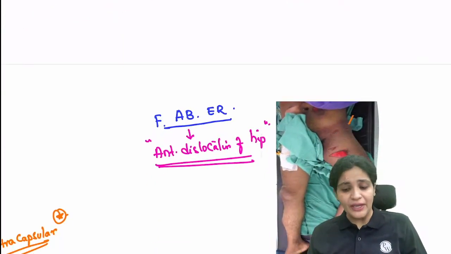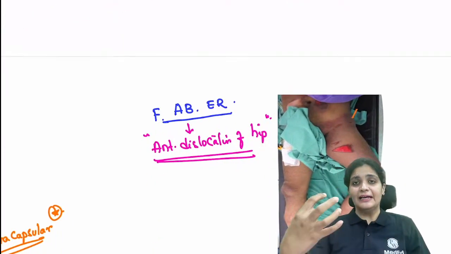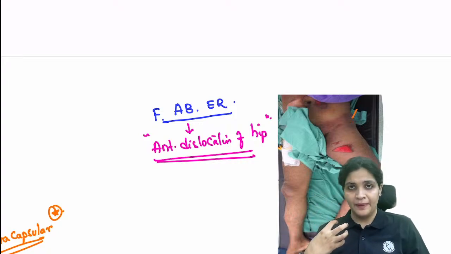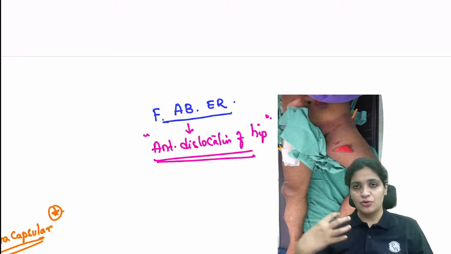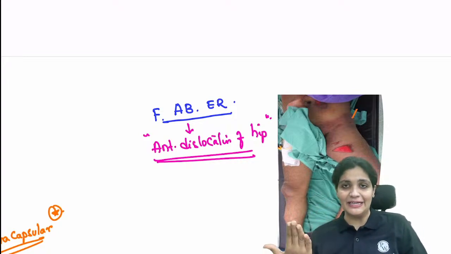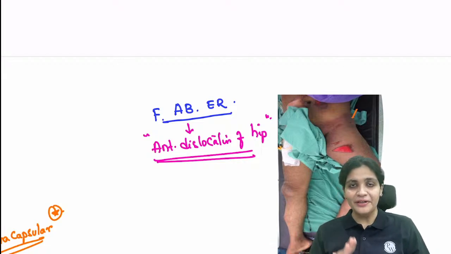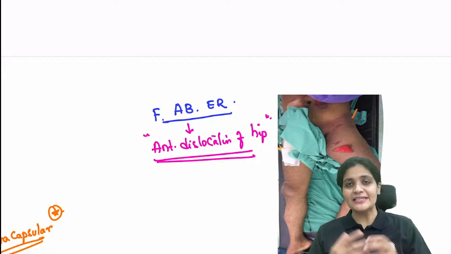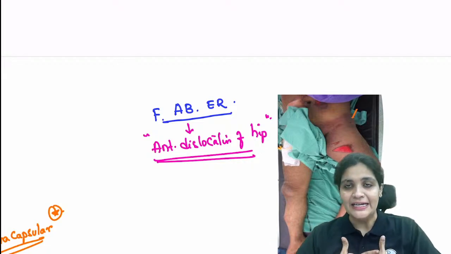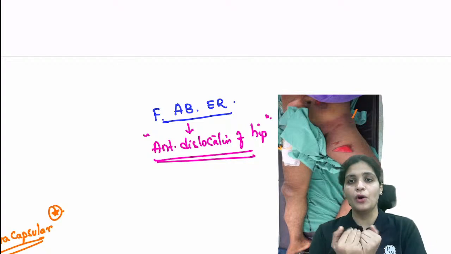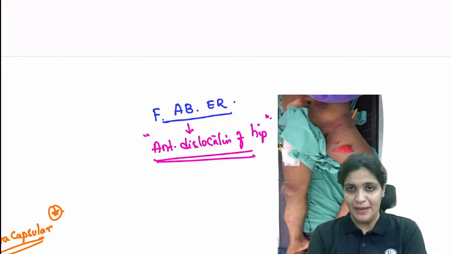And whenever it is FABER, the ball has to come outside, right? So the ball has to come outside. To come outside, it will externally rotate, right? So FABER is external rotation, that is coming outside. Anterior dislocation is forward, posterior dislocation is back, right?